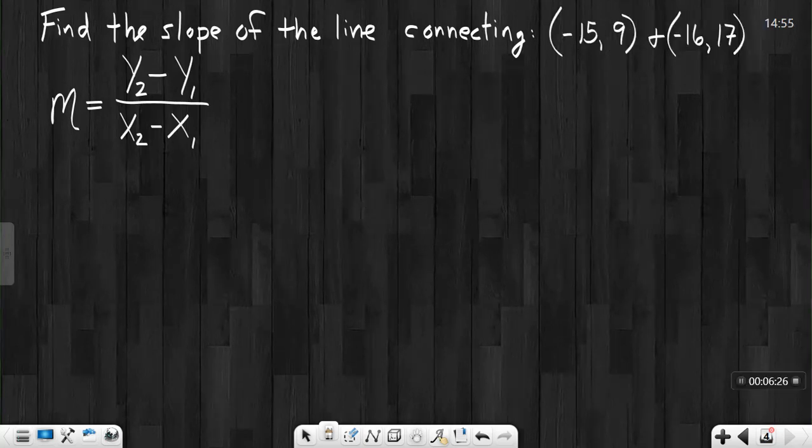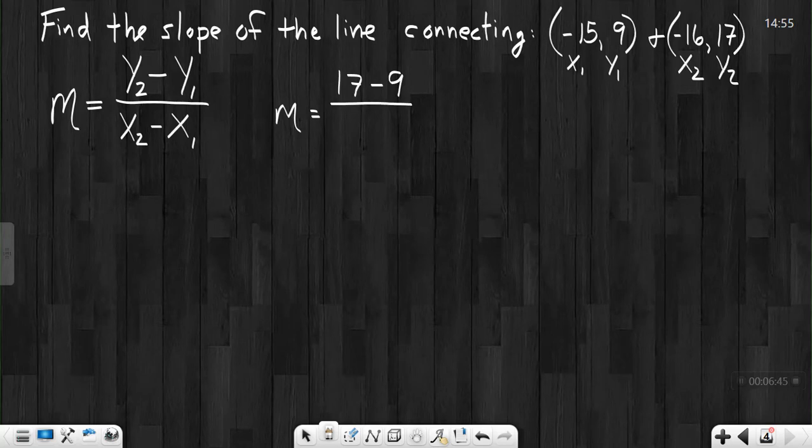Let's take a look at one more example. In this case here, I've got my 2 values. I'm going to start by marking off my x value of the first point, y value of the first point, x value of the second point, y value of the second point, and then I'm going to plug those into my formula. All right, so I see y2 is 17 minus y1 is 9 over x2 is negative 16, and then x1 is minus negative 15. And that's why I chose this example.